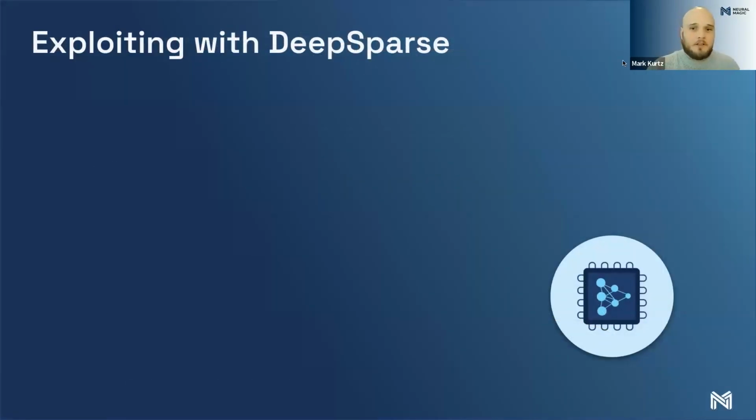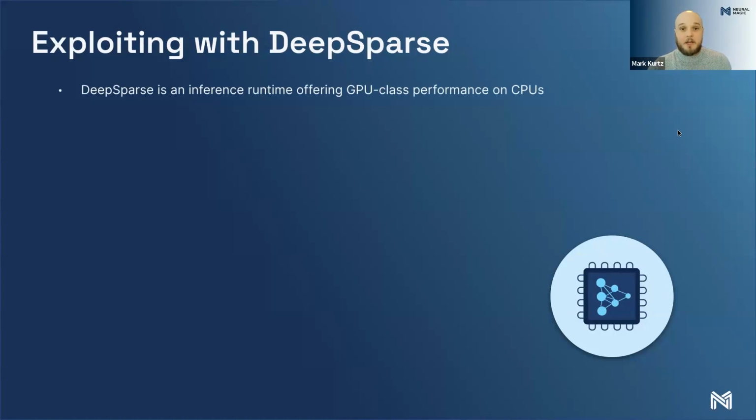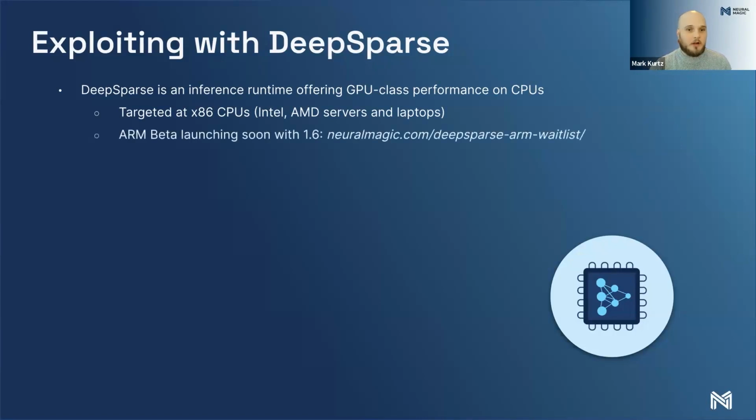Hi, everyone. So let's dive into what this actually looks like when we start trying to exploit all of the mathematics and algorithms that Dan just walked through, and specifically exploiting that with DeepSparse. DeepSparse is an inference runtime that we offer that achieves GPU class performance on CPUs. It's targeted at x86 CPUs, meaning Intel, AMD servers, laptops, desktops, things like that. Usually probably what most of you are watching on right now.